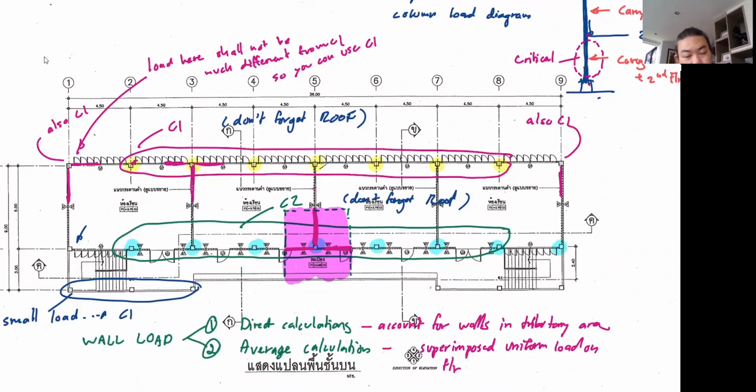In the end, to be a good engineer, you must provide a complete package. That is the drawing with the column numbers for every column. Okay. Any question?